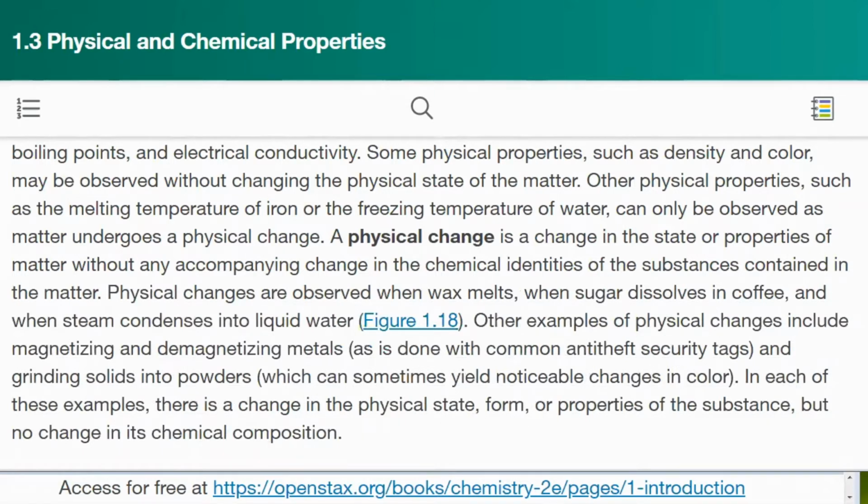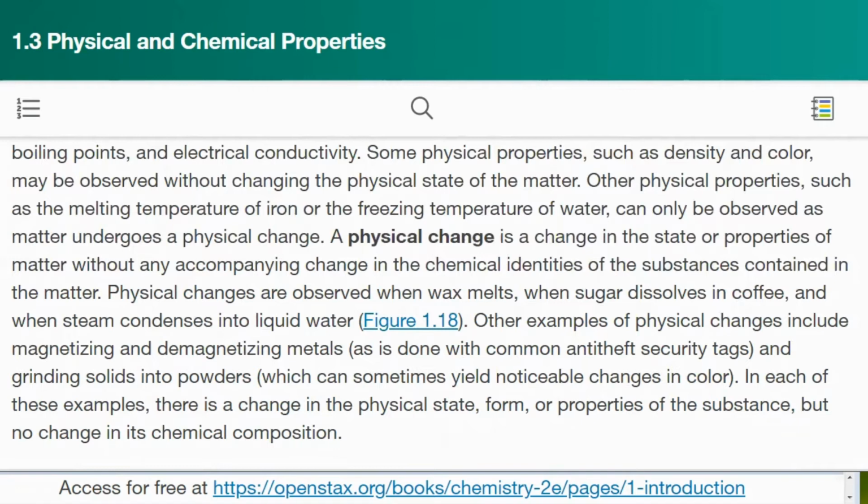Other physical properties, such as the melting temperature of iron or the freezing temperature of water, can only be observed as matter undergoes a physical change. A physical change is a change in the state or properties of matter without any accompanying change in the chemical identities of the substances contained in the matter. Physical changes are observed when wax melts, when sugar dissolves in coffee, and when steam condenses into liquid water.